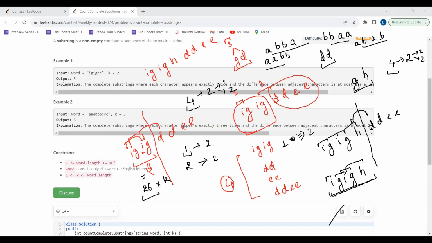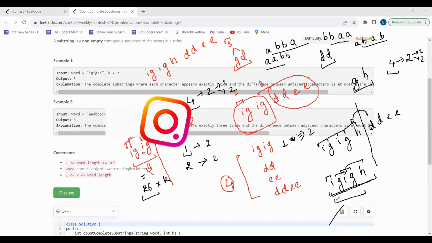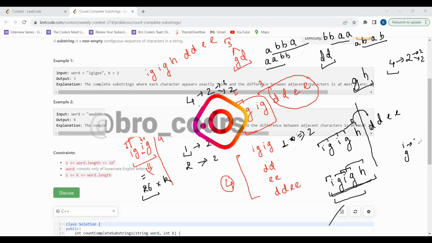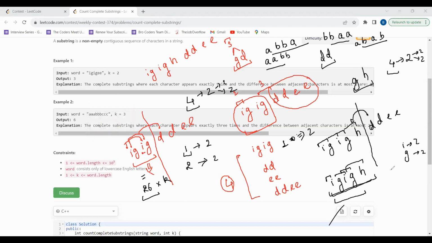Let's check here. So here we have got IGIG, right? In this, we have got two unique characters, I and G, and both of them are occurring 2 times. Okay, so we have got one complete substring. Now we'll choose another four length substring, which is GIGH.